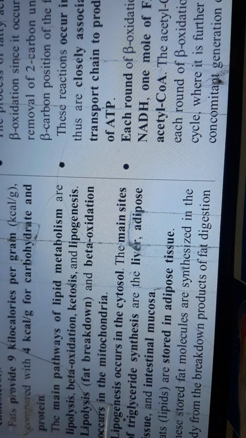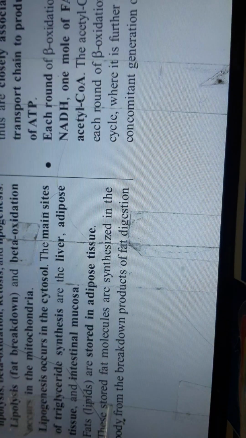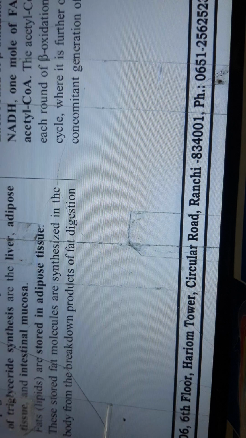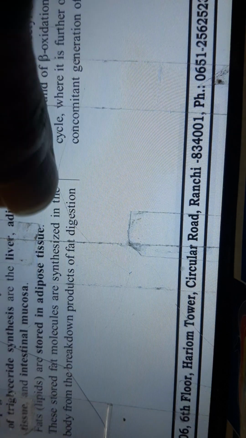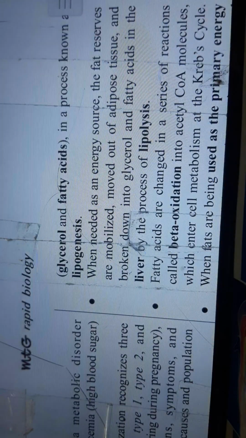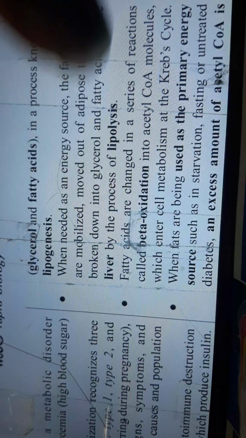Lipolysis is fat breakdown. Beta oxidation occurs in the mitochondria. Lipogenesis occurs in the cytosol. The main sites of triglyceride synthesis are the liver, adipose tissue, and the intestinal mucosa. Fats or lipids are stored in adipose tissue. These stored fat molecules are synthesized in the body from the breakdown products of fat digestion, glycerol and fatty acids, in a process known as lipogenesis.